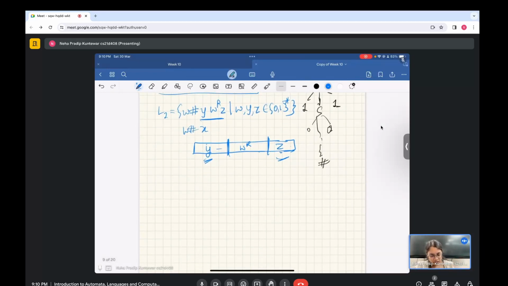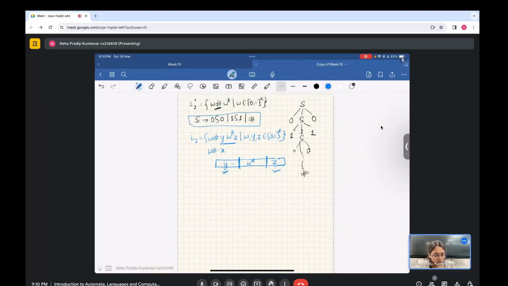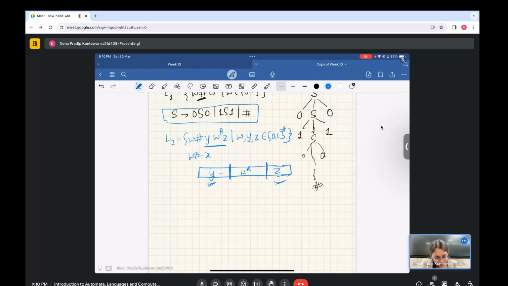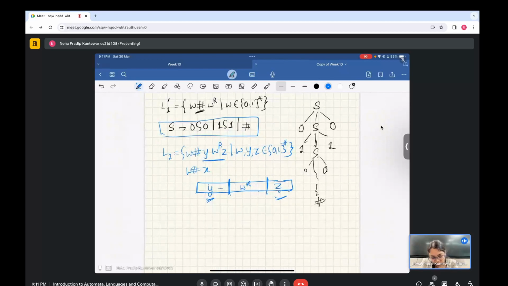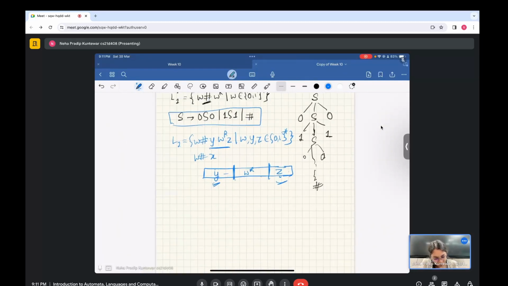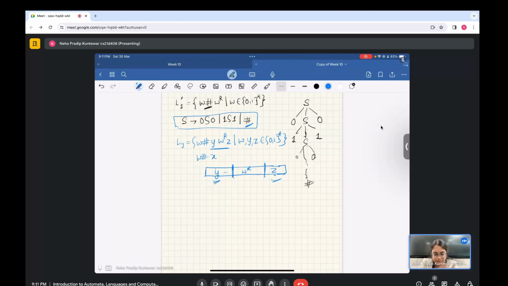We will do this in parts again. I'm going to modify this slightly. Instead of writing a sharp here, I'll make it S gives 0 S 0 or 1 S 1, or sharp B, where B gives you any string over 0 and 1: 0B, 1B or epsilon.